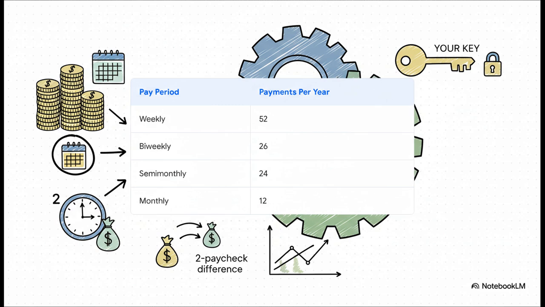And pay super close attention to the two in the middle, biweekly and semi-monthly. Biweekly is every 2 weeks, 26 paychecks. Semi-monthly is twice a month, 24 paychecks.